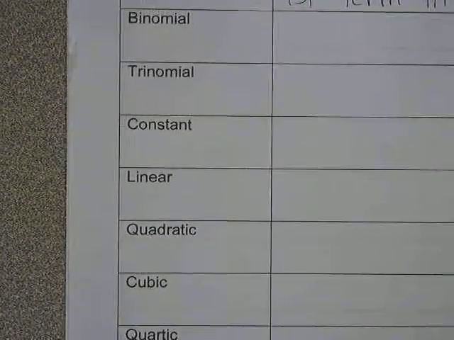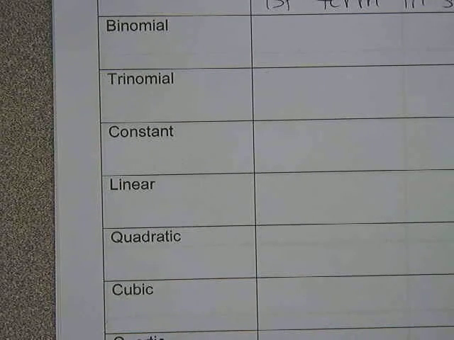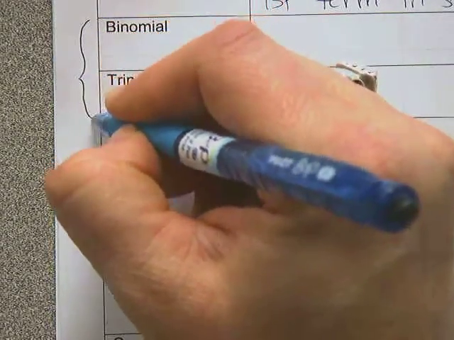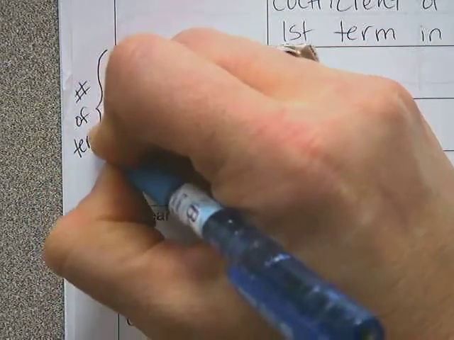Okay. Alright, then at the bottom of page 477, we start classifying polynomials based on their degrees and the number of terms they have. So the first ones we're going to talk about are a binomial and trinomial. Those are based on the number of terms that they have.